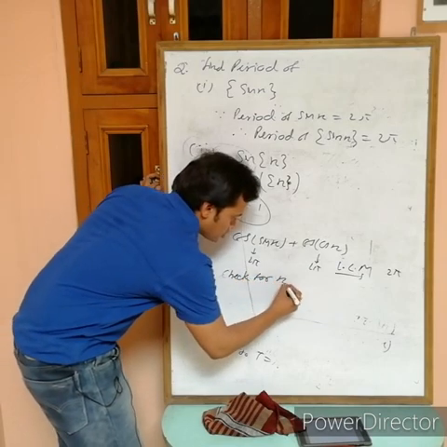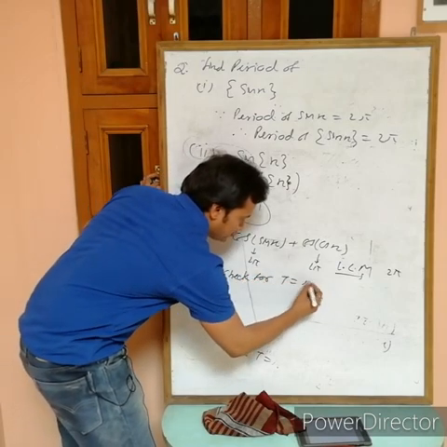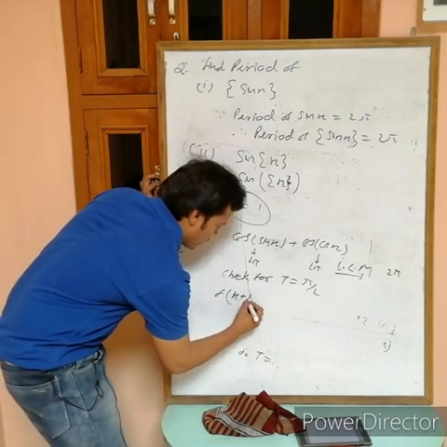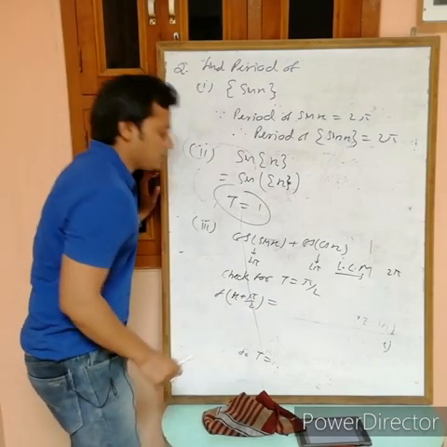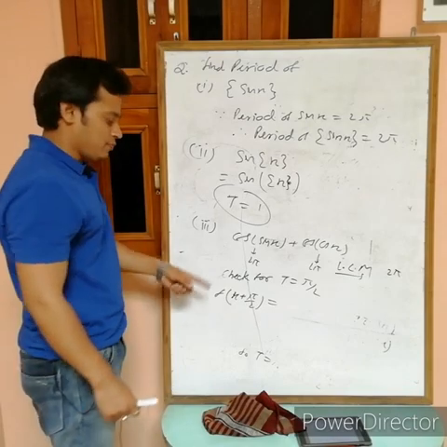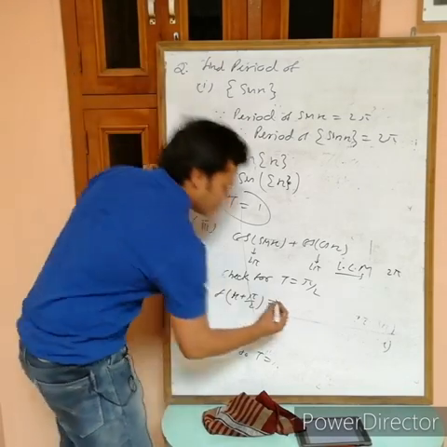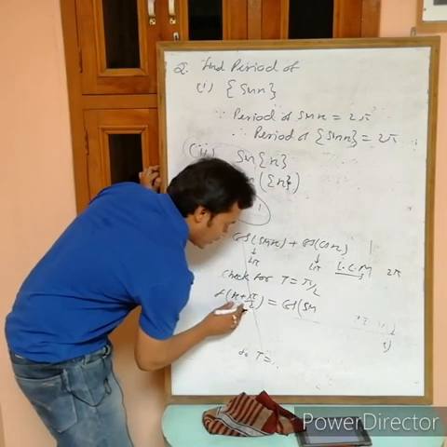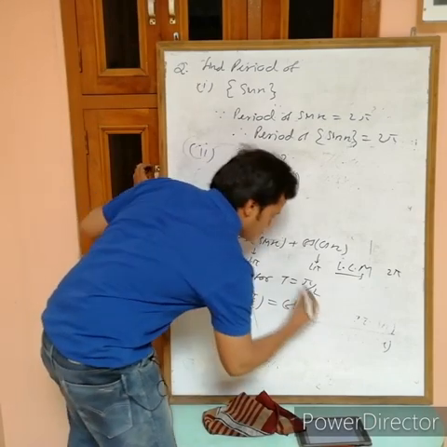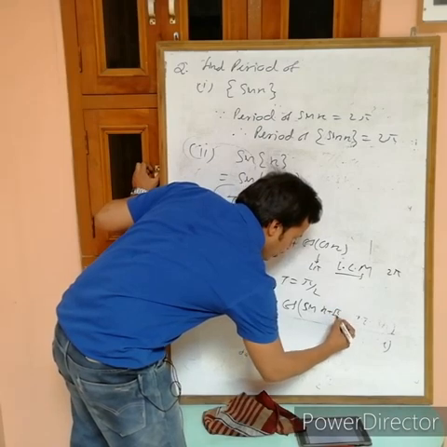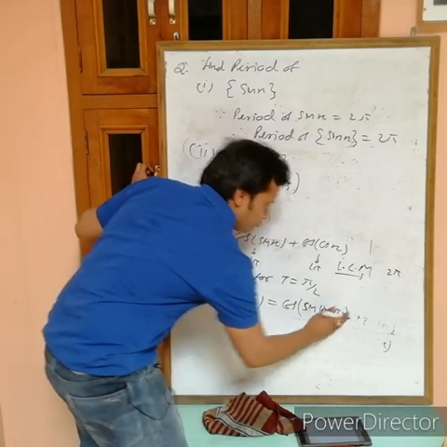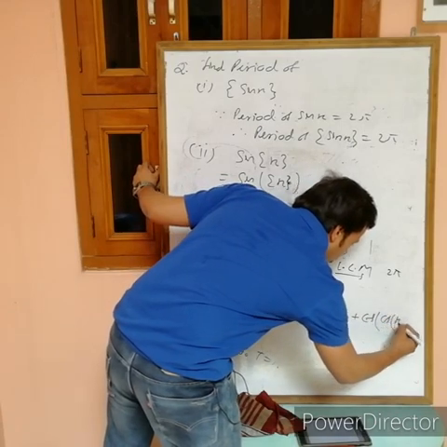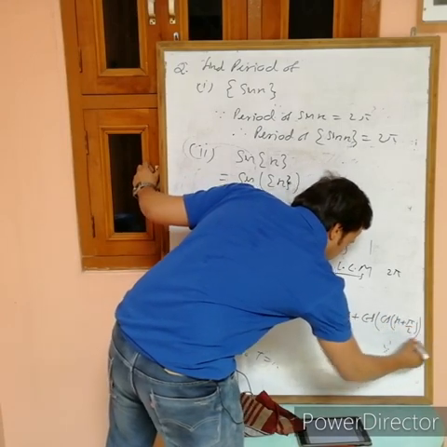Check for T equals pi by 2. Why? See, f(x plus pi by 2), if f(x plus pi by 2) is equal to f(x), then pi by 2 will be the fundamental period. Now see, cos of sin, at the place of x, what do I have to put? x plus pi by 2: sin of (x plus pi by 2) plus cos of (x plus pi by 2).